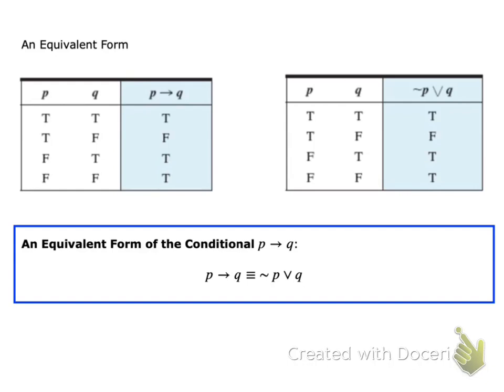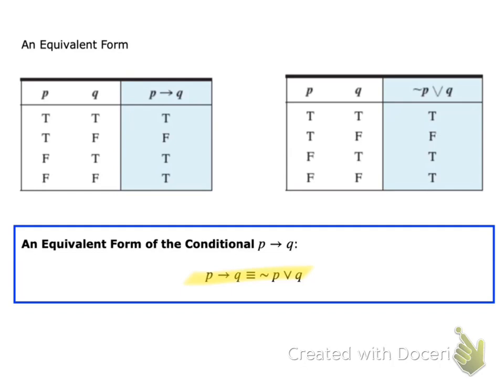So true, false, true, true gives us the same thing if we do not P or Q. Or is going to mean either one, and then this will be not P, so it'll be flipped. We'll get the exact same truth value. That means that if P then Q is equivalent to not P or Q.